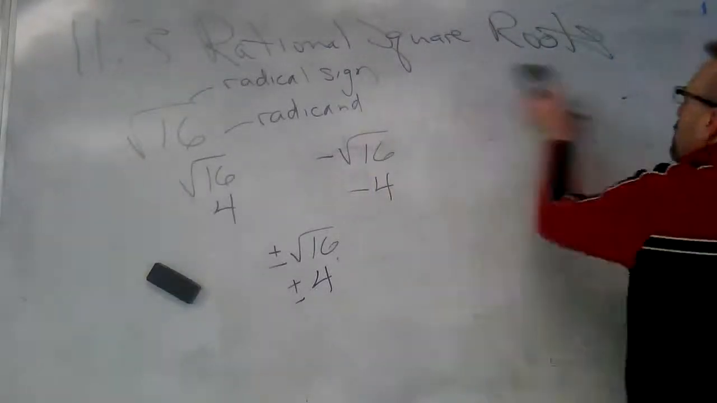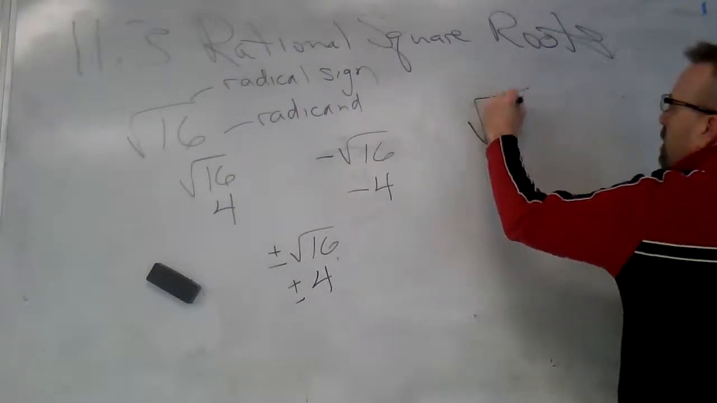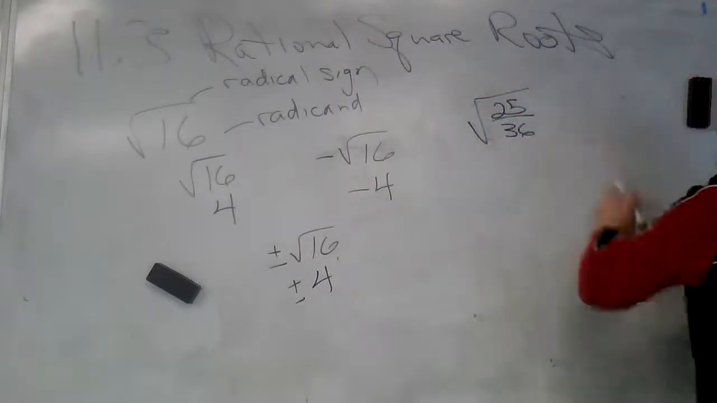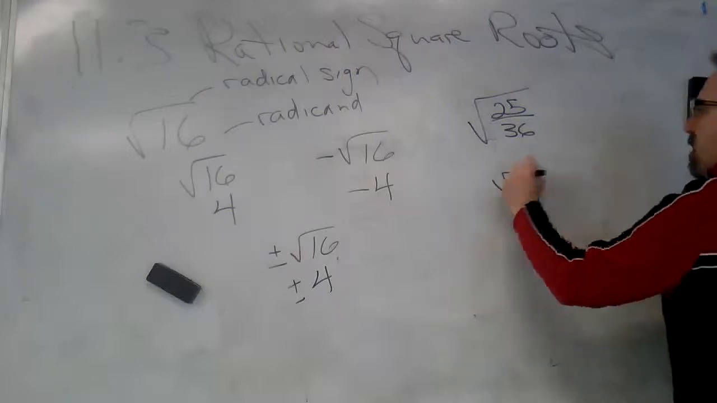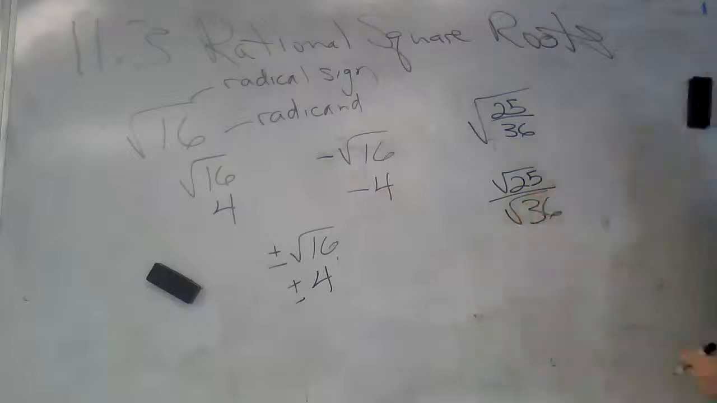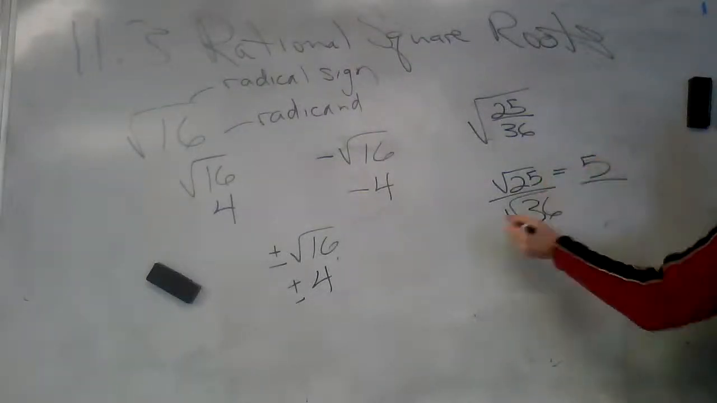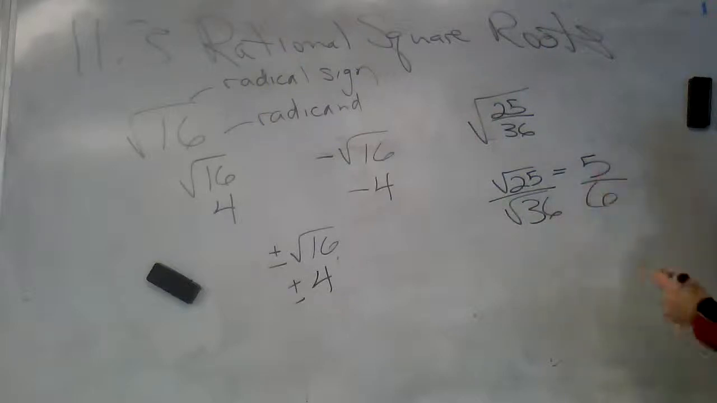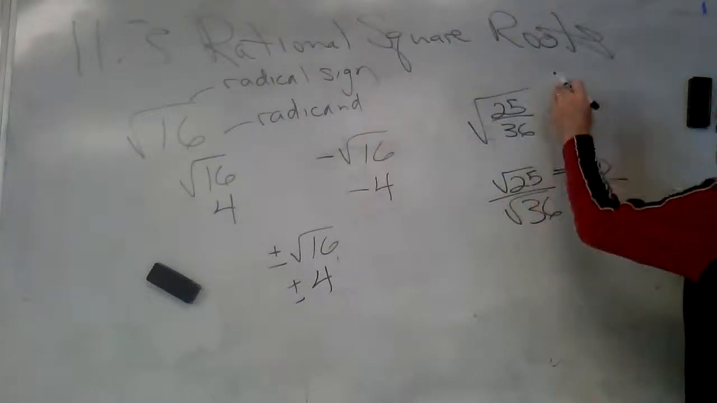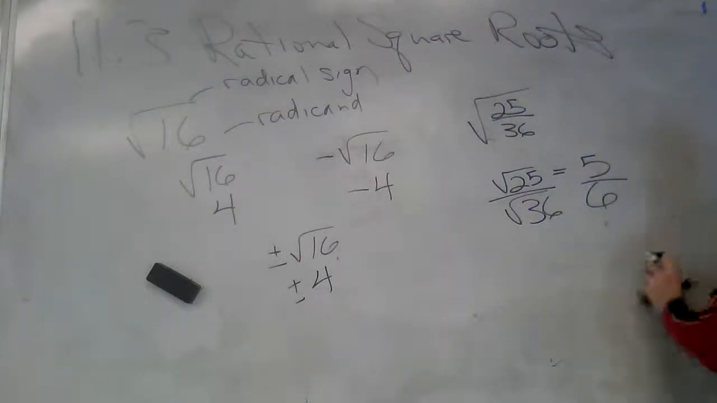We can also do these as fractions. Sometimes you'll see a problem like this, where you could try and figure out the fraction, or you could break it into two separate parts, two separate radicals. So the square root of 25 is 5, the square root of 36 is 6. Much easier than trying to figure out what fraction times itself. Break it into the individual parts.